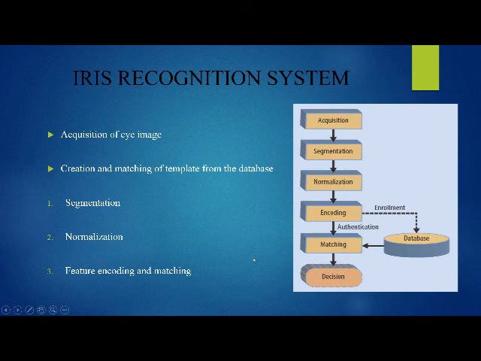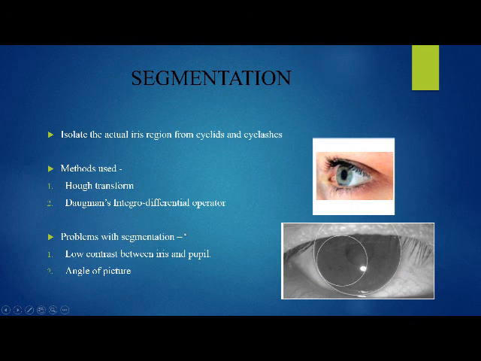The iris recognition system essentially works on the following processes. To begin with, the eye image is first acquired, then segmentation is applied, after that normalization is applied, followed by feature encoding, and finally the template of the iris is matched with an existing template in the database, and a decision is made as to whether the match was successful or not. So let's go on to the first step, that is segmentation.